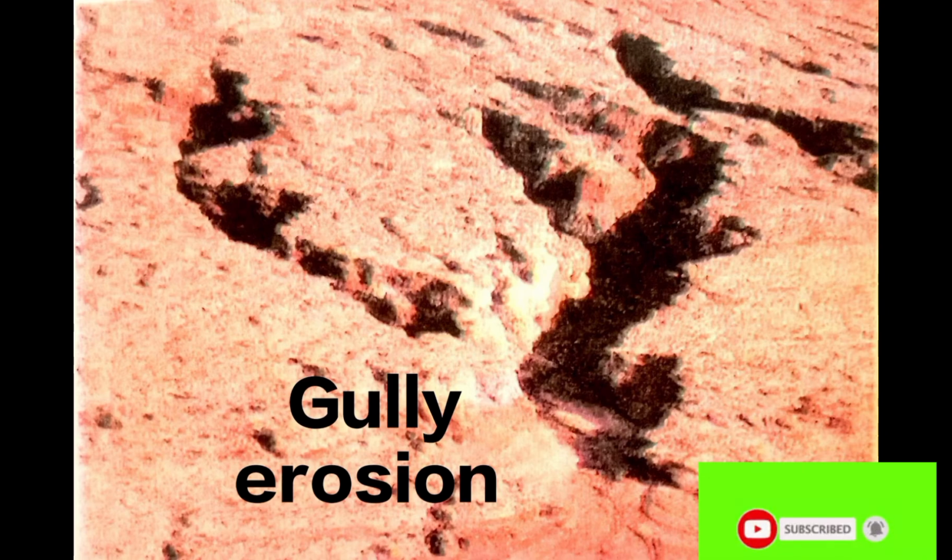Next, we can see sheet erosion. Sometimes water flows as a sheet down a slope. In such a situation, the top part of the soil is washed away. This is called sheet erosion. Wind blows loose soil of flat or sloping land. It is known as wind erosion.